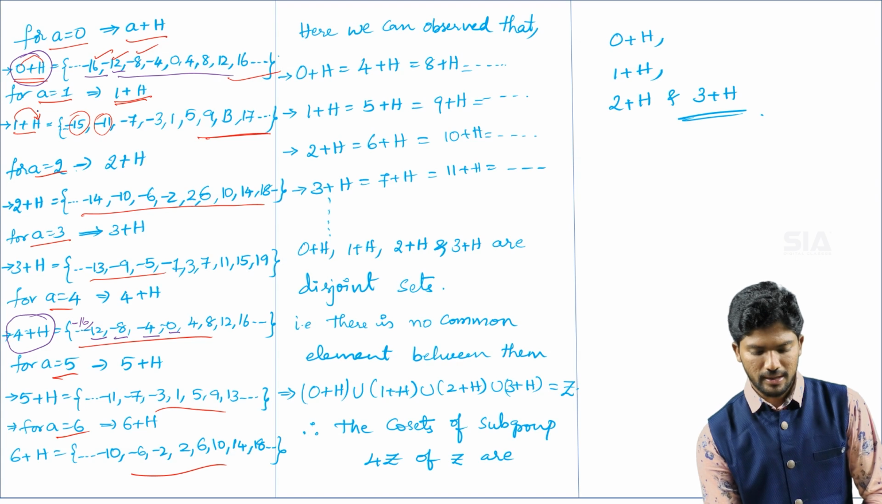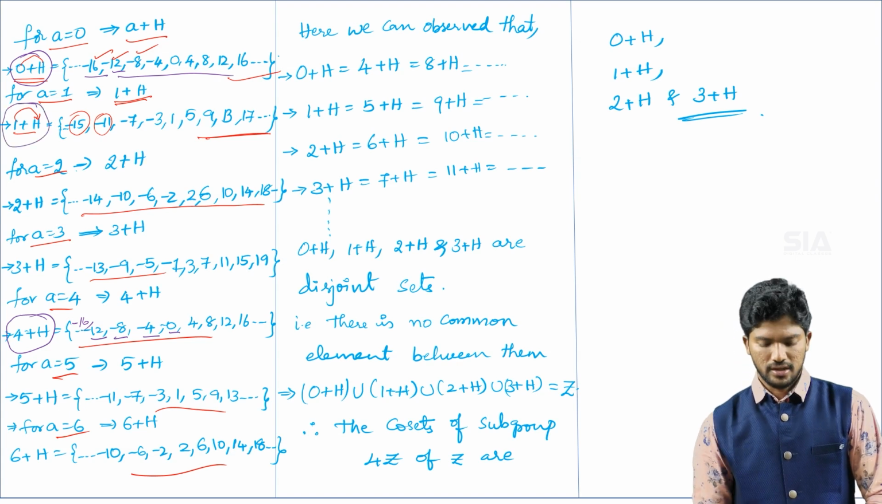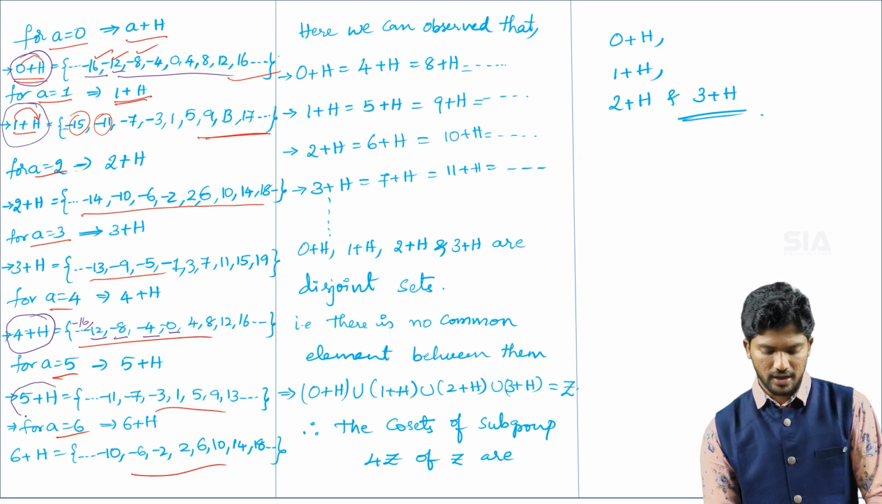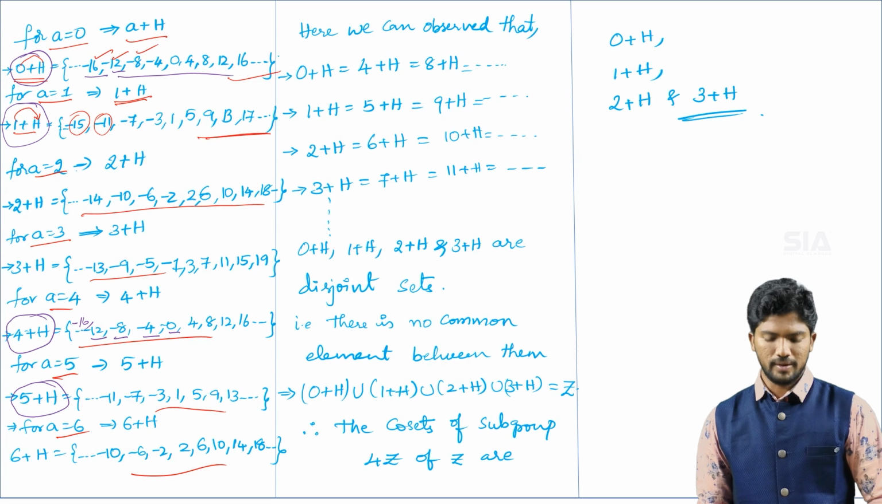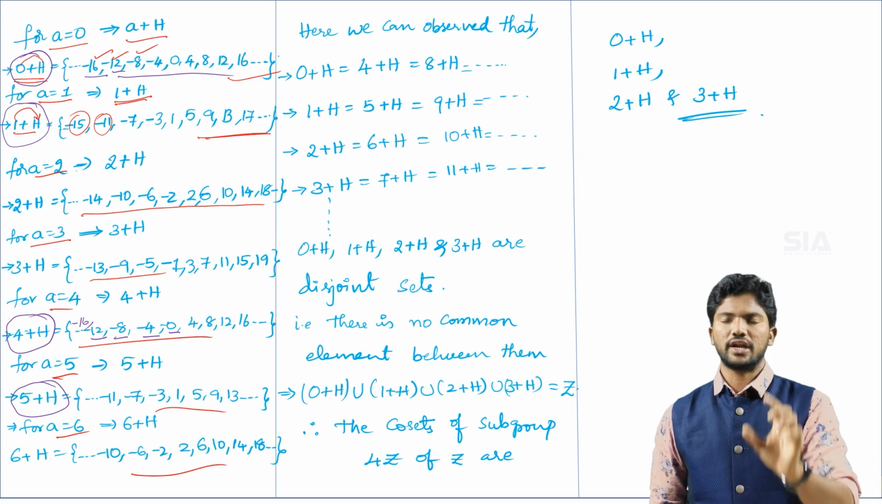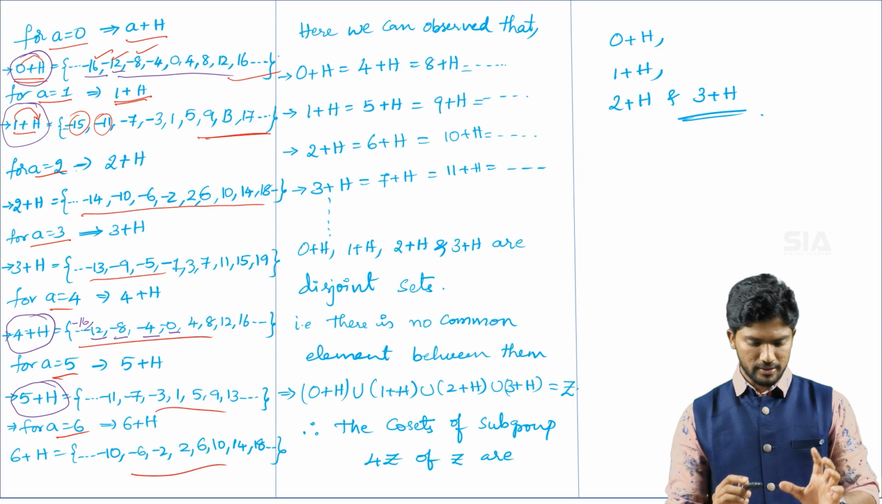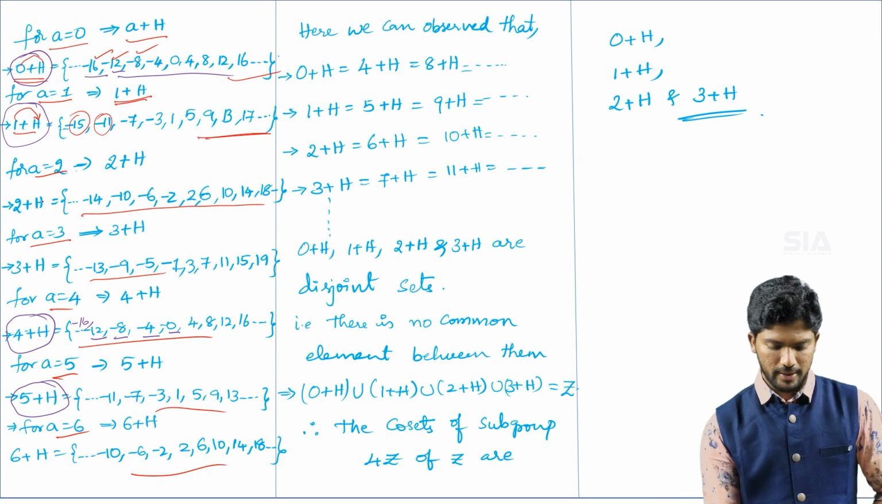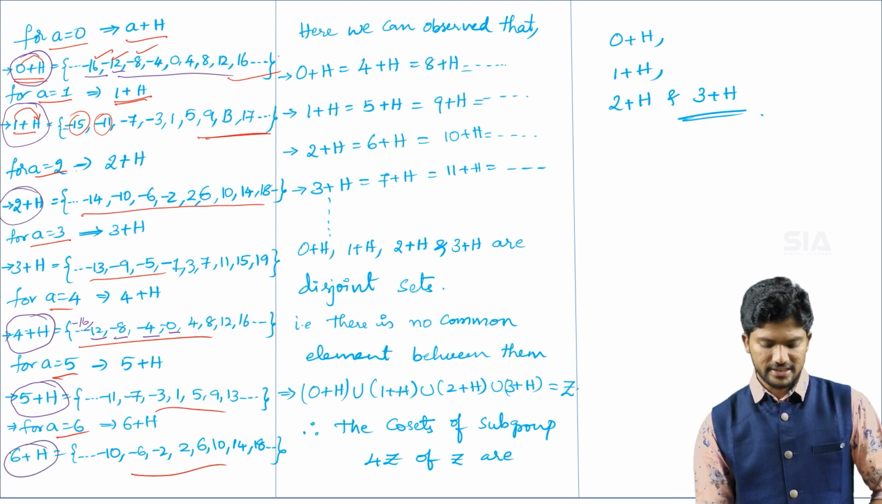Next, you can compare 1 plus h. 1 plus h repeats to 5 plus h. Why? Because the difference between 1 and 5 is 4. That is, 4 into Z is the given subgroup. That means you need to observe. Next to 2 plus H, it gives 6 plus H.